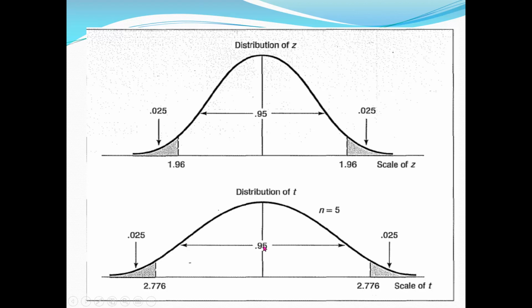So if I construct a 95% confidence interval for the z distribution, this will be relatively compact, whereas in the t distribution this will be relatively wider. And why is it wider? Because the margin of error in the t distribution is increasing because the population standard deviation is unknown. So we are estimating it by using the sample standard deviation.